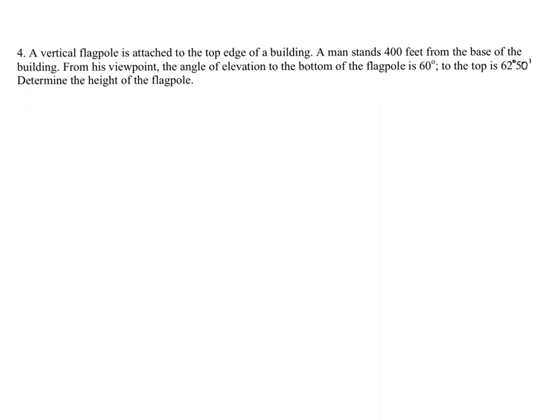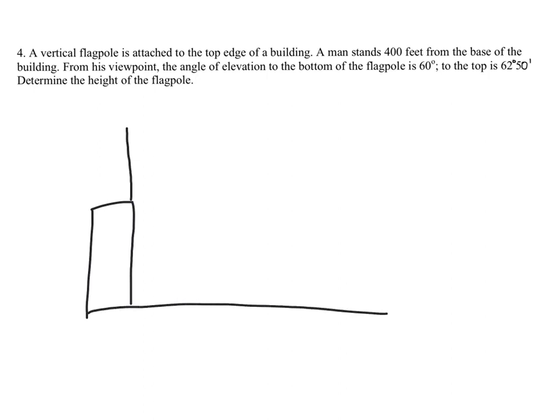Problem 4, a vertical flagpole is attached to the edge of a building. So I have my building, then I have the flagpole. A man stands 400 feet from the base of the building. So we have this man, he's standing 400 feet from the base of the building.